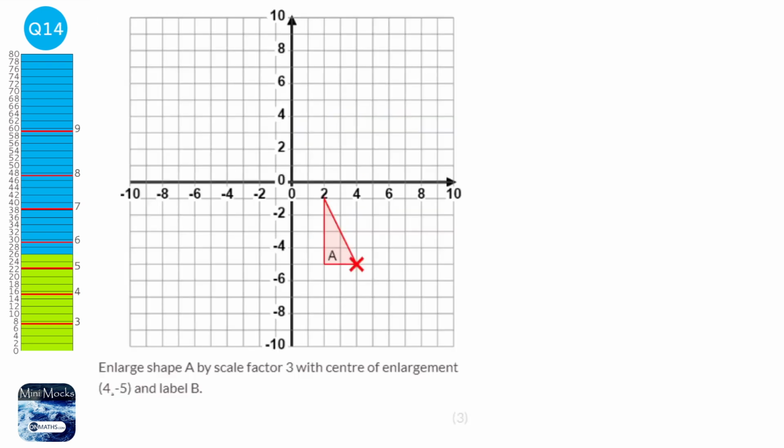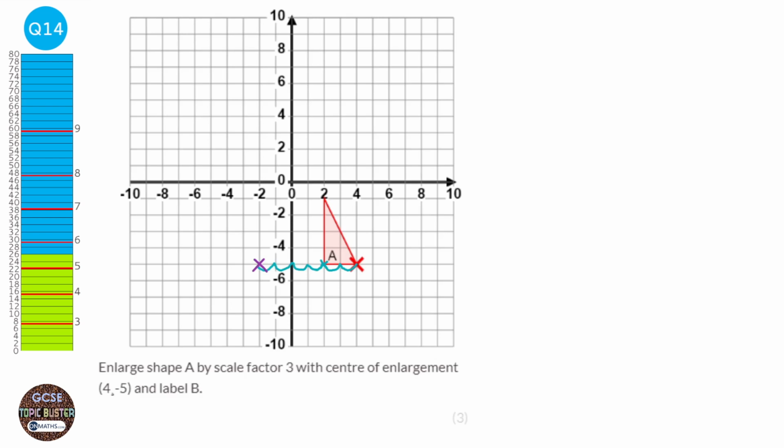So to find our new triangle coordinates, what we're going to do is have a look and see what we have to do to get from the centre of enlargement to each of the corners of A, or the vertices of A. So to get from the centre of enlargement to this coordinate, we go left 2, but it says scale factor 3, so instead of going left 2, scale factor 3 would be 2 times 3, it's going to go left 6, so 2, 3, 4, 5, 6. So the new coordinate for our shape is going to be here.